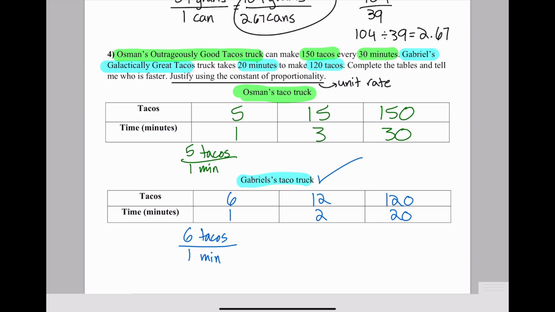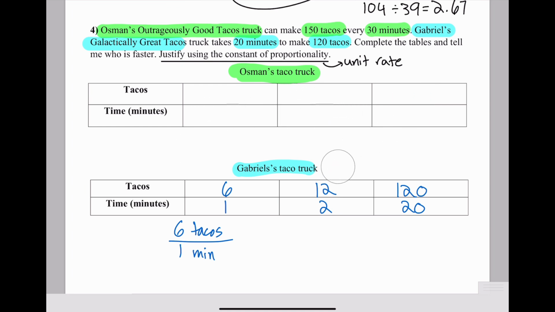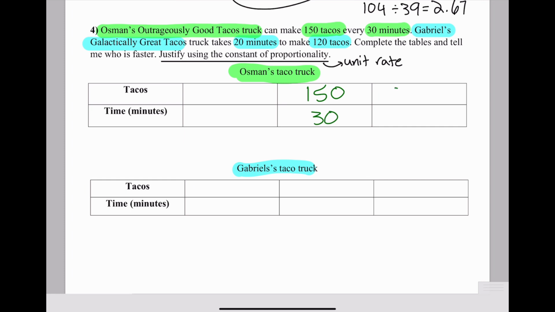You could have done this multiple ways. I want to show you one more way that I saw somebody else use earlier. If you're happy with this way, great, leave it. But let me show you one additional way that I saw. I saw somebody put 150 tacos in the middle, and then 30 minutes here, and then they doubled that to 300 tacos in 1 hour, which was 60 minutes. And then down here, I think they cut that in half as well. I think they actually did 15 over 3, so that was fine.